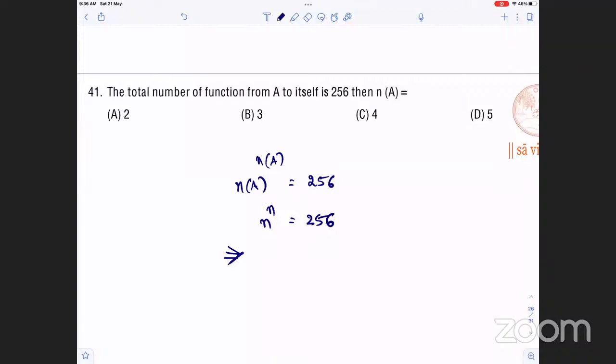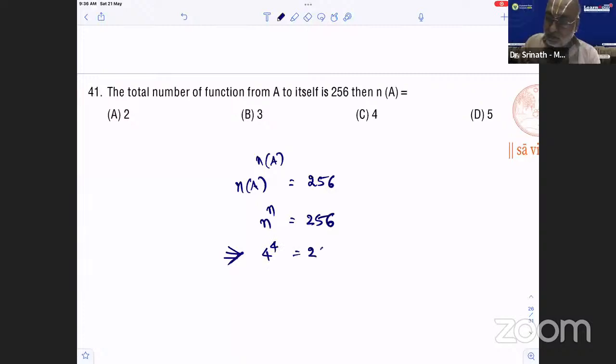Sir, 4. Very good. From Miss Sahana R. Kulkarni. Very good. 4 to the power of 4 is 256. Then it means the answer is the C option. Very good. So now I think the students are able to use a bit of some shortcuts, some formulae, etc.